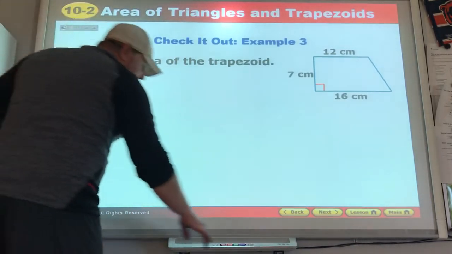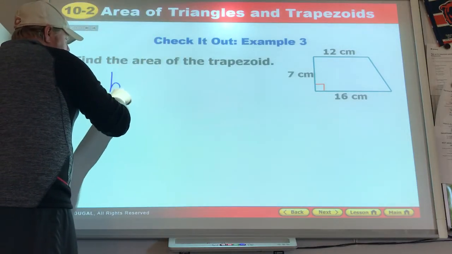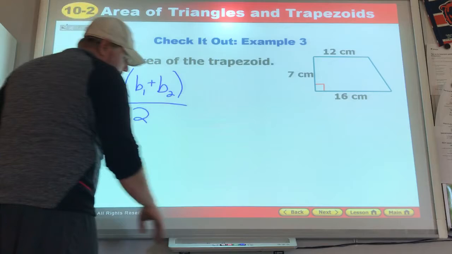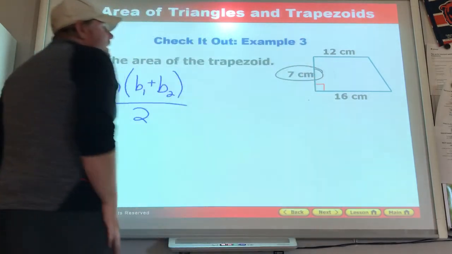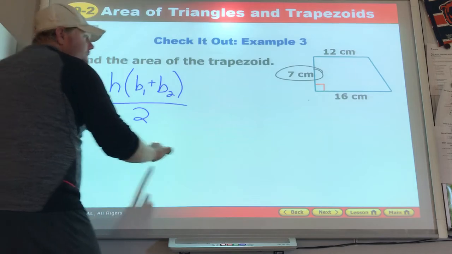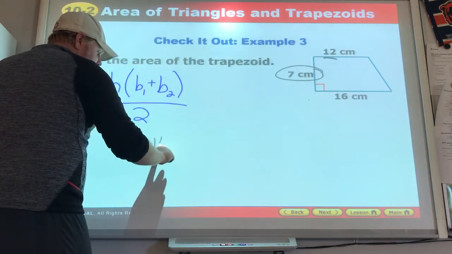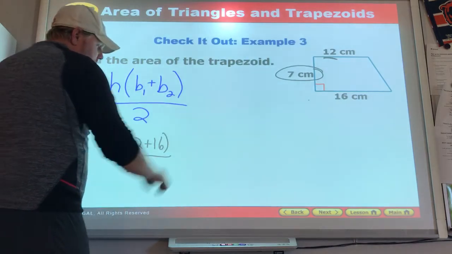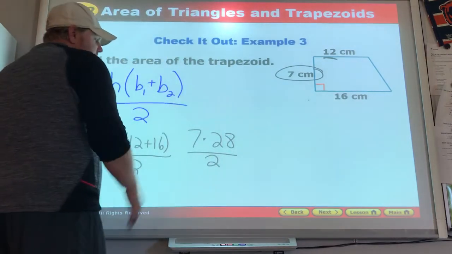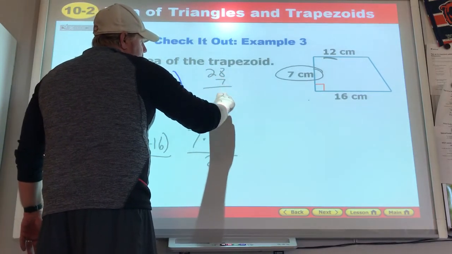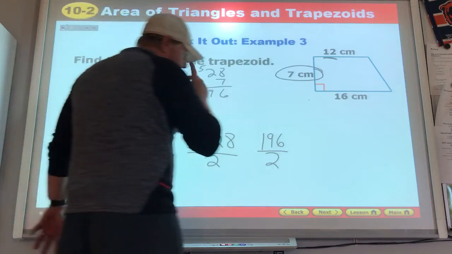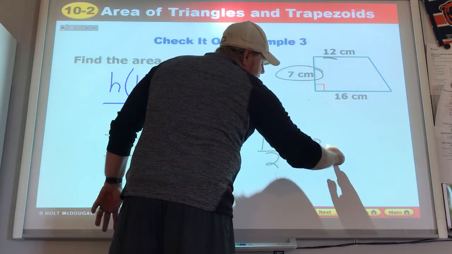So let's think about it. We've got to have our formula. We have height times base 1 plus base 2, all that divided by 2. Height, straight line from one up to the other, okay? That is our 7. Base 1 is 12. Base 2 is 16. We add the bases together. Then we divide by 2. So 7 times 28, all that divided by 2. 7 times 28. I can't do that in my head real quickly. It's 196. Divide that by 2.